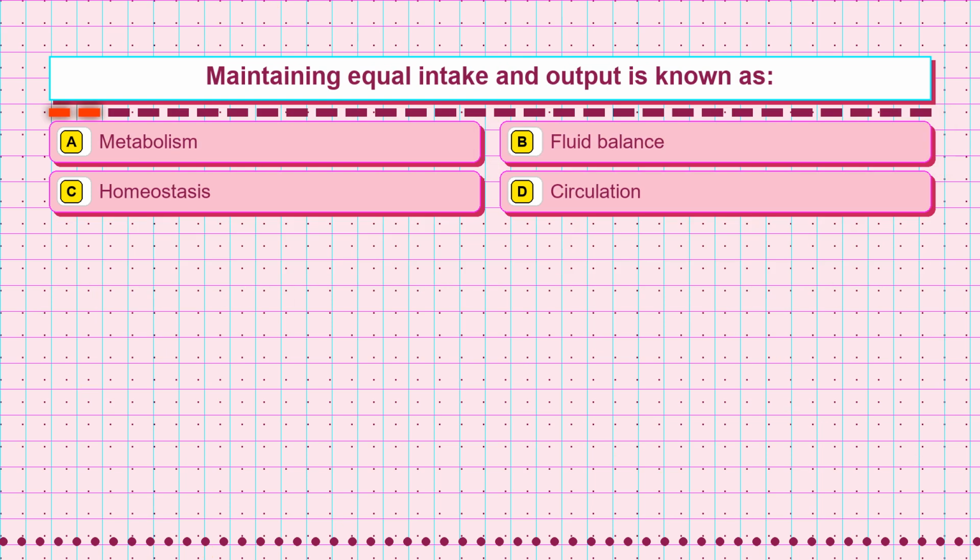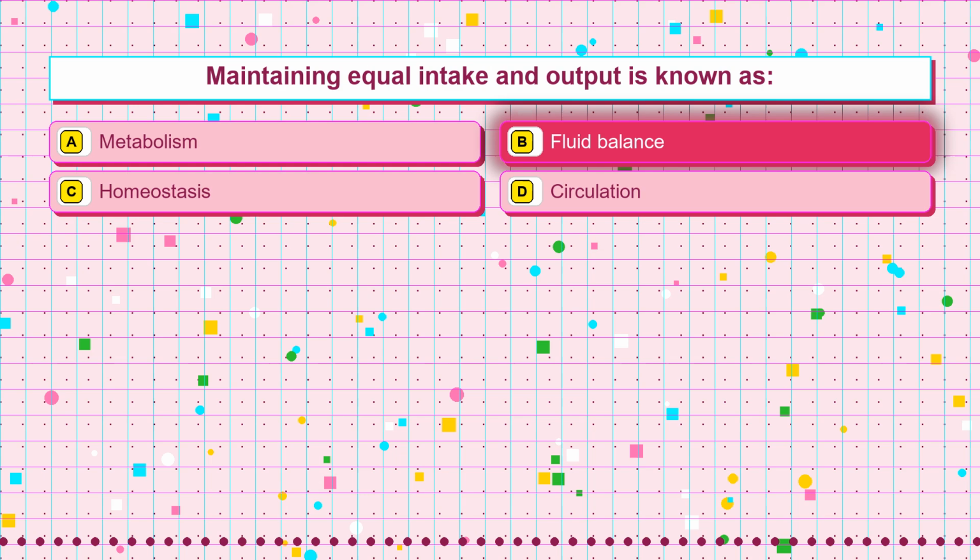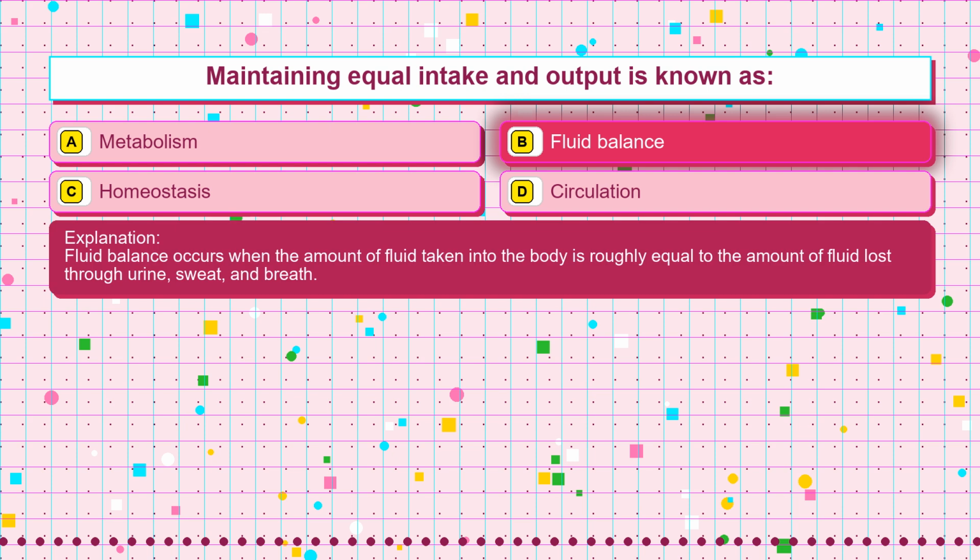Question 58. Maintaining equal intake and output is known as option A, metabolism, option B, fluid balance, option C, homeostasis, option D, circulation. The correct answer is option B, fluid balance. Fluid balance occurs when the amount of fluid taken into the body is roughly equal to the amount of fluid lost through urine, sweat, and breath.